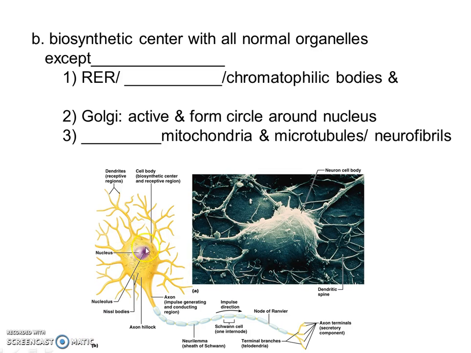Okay, so we're talking about the cell body of the neuron. It is the biosynthetic center and it's got all the normal organelles except that it doesn't have centrioles. Remember that centrioles are needed for cell division and neurons can't divide. They're amitotic, so centrioles are absent in the soma, or the cell body, of a neuron.